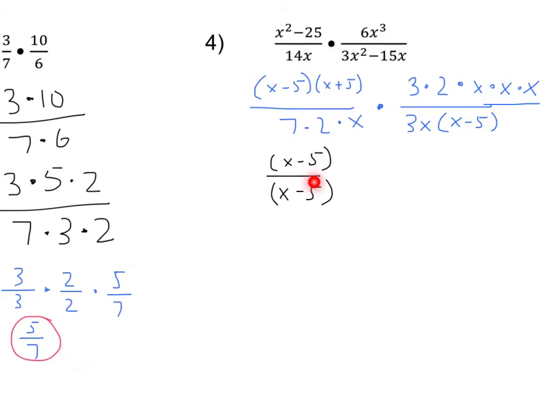Let's see, where else do I have a 1? Right here I have a 3 and a 3, so I've got times 3 over 3. I also have 2 over 2. Right here I have an x and an x, also an x and an x here. So you guys get the idea.